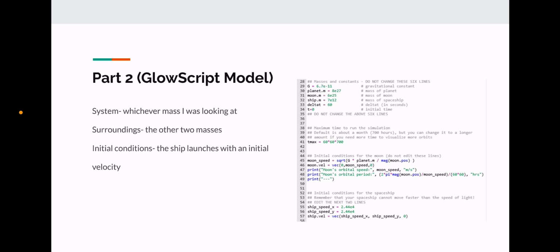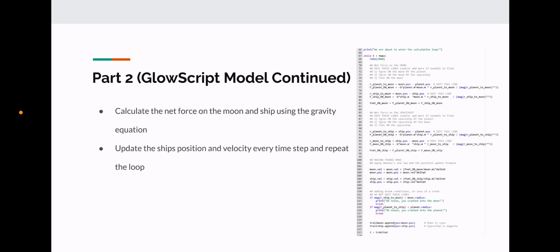Part 2. The system was whichever mass we were looking at, and the surroundings were the other two masses. For the initial conditions, the ship launches with an initial velocity that we played around with and looked at the results to determine whether it would crash into the black hole or not. Basically, this code calculates the net force on the moon and ship using the gravity equation, updates the ship's position and velocity every time step, and repeats the loop to calculate many iterations.